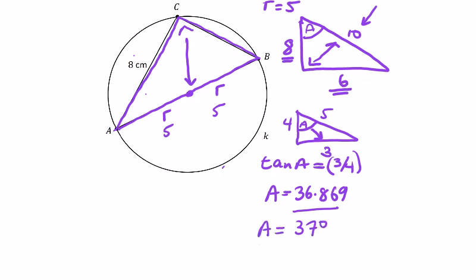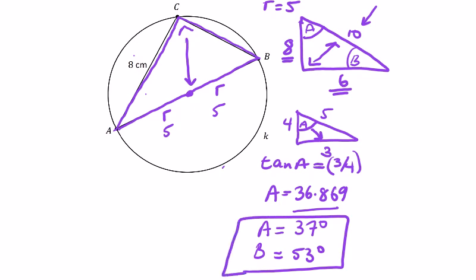A is 37 degrees, which would leave B as 53, and 37 and 53 would be 90. So last tidy little question in the 2022 Junior Cert Maths paper.